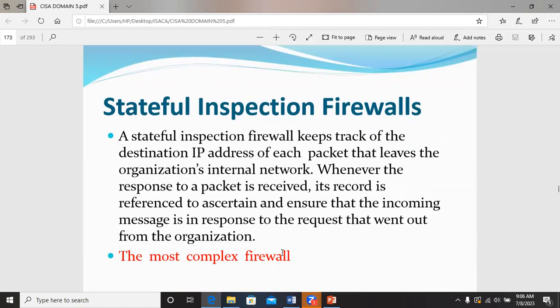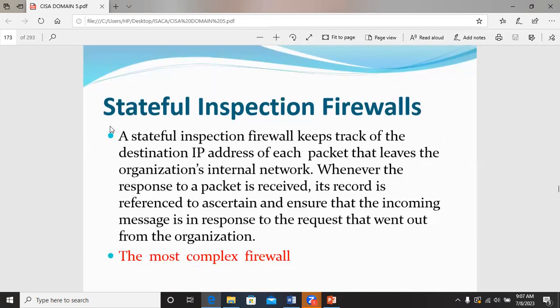Like I said, the packet routing firewall operates at layer 3. The circuit level gateway operates at layer 5. Application level operates at layer 7. The stateful inspection firewall operates through layer 3 to layer 7. It can check at layer 3, layer 4, layer 5, layer 6, and layer 7.